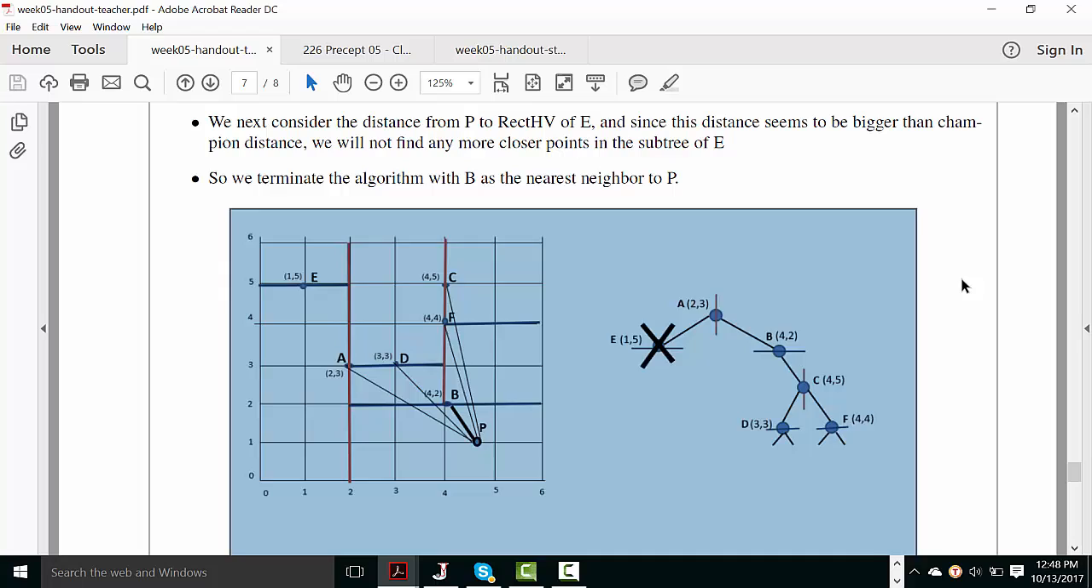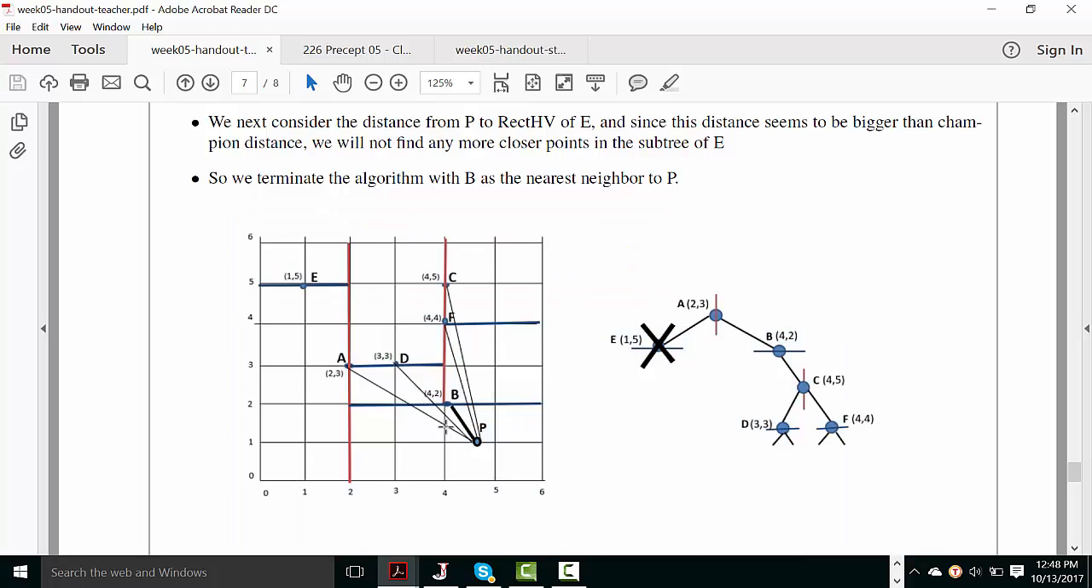Making the same argument, we find B, and then when we go to C, we look at the bounding box of C, which is this here. But it's possible that there could be a point here, because we know the distance from P to this bounding box is shorter than the champion distance so far. So it's possible that there could be a point here. But C is not a better point than B.